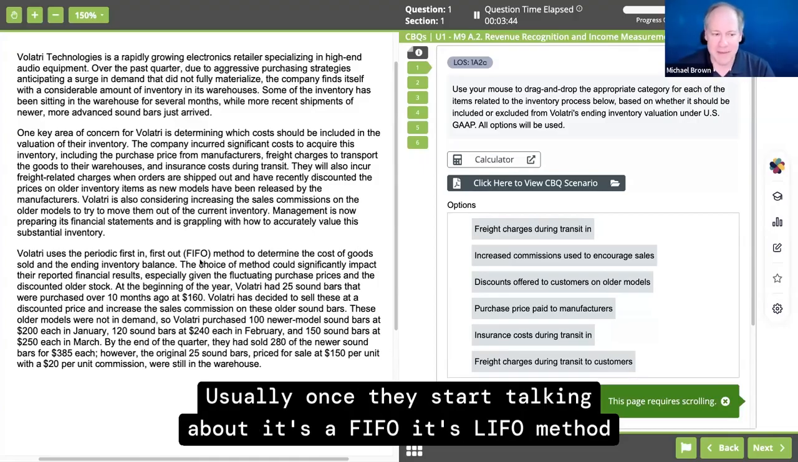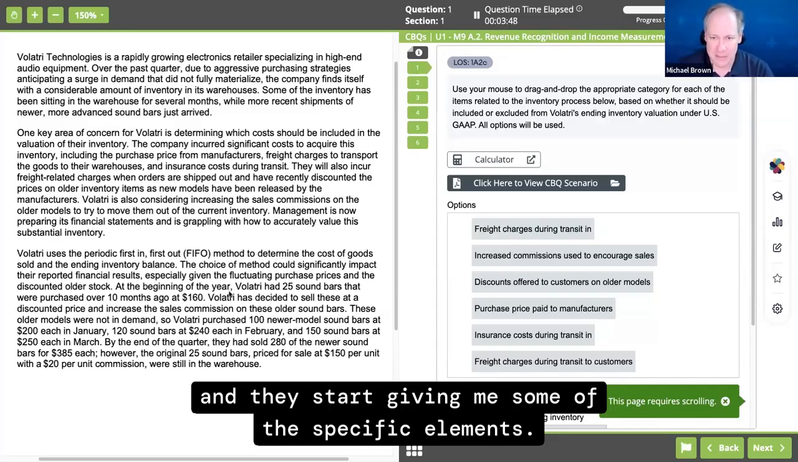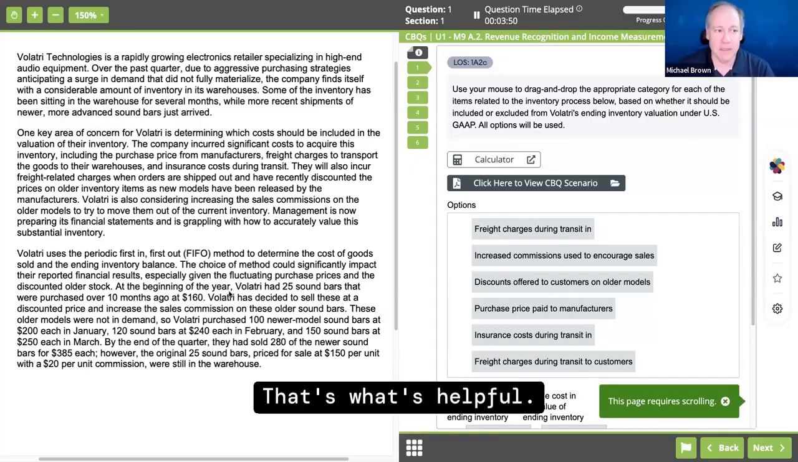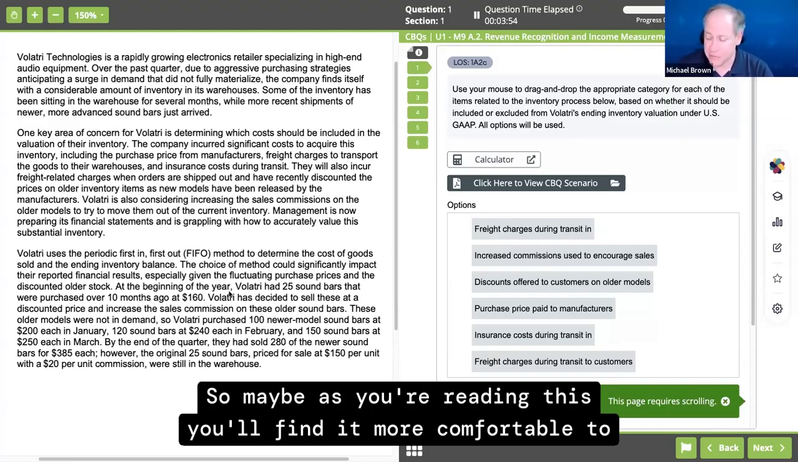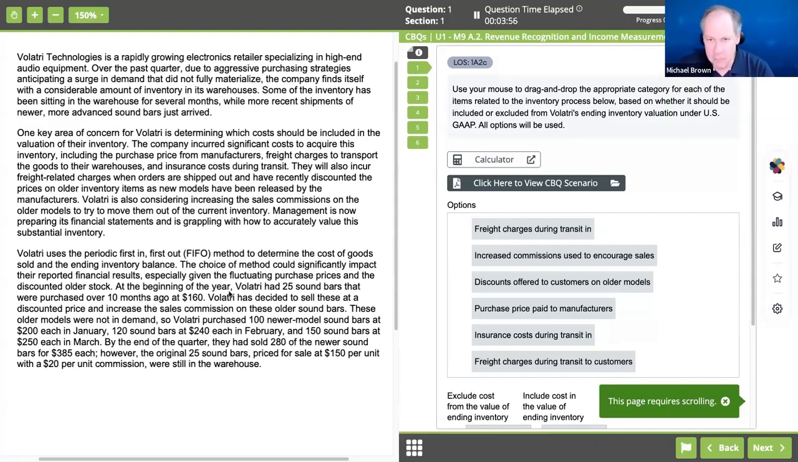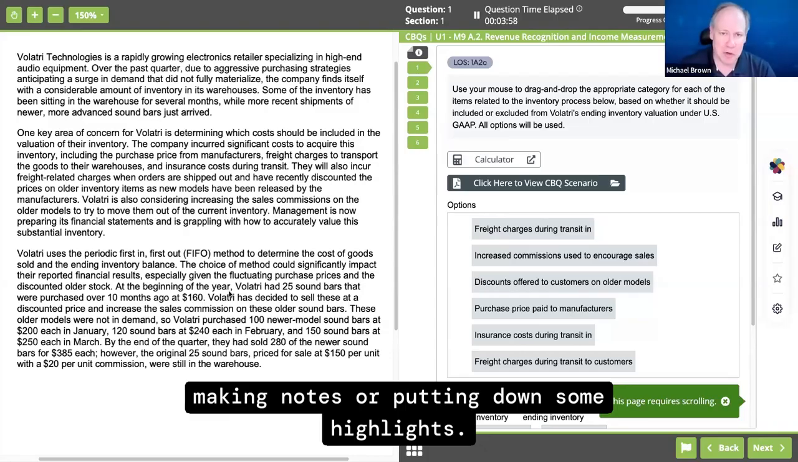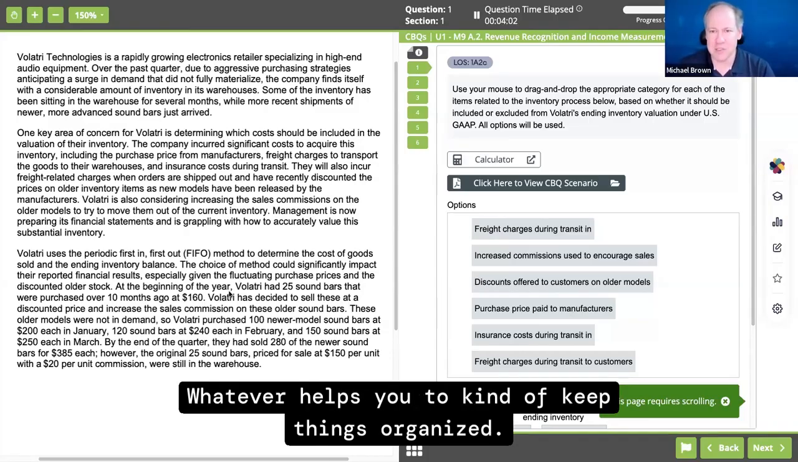Usually once they start talking about it's a FIFO, it's LIFO method, and they start giving me some of the specific elements, that's what's helpful. Now remember, you do have scratch paper on the exam, so maybe as you're reading this, you'll find it more comfortable to actually make notes or put down some highlights, whatever helps you to keep things organized.